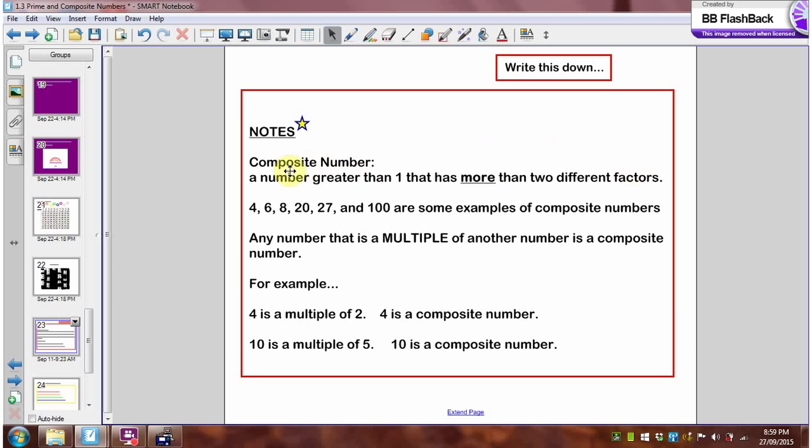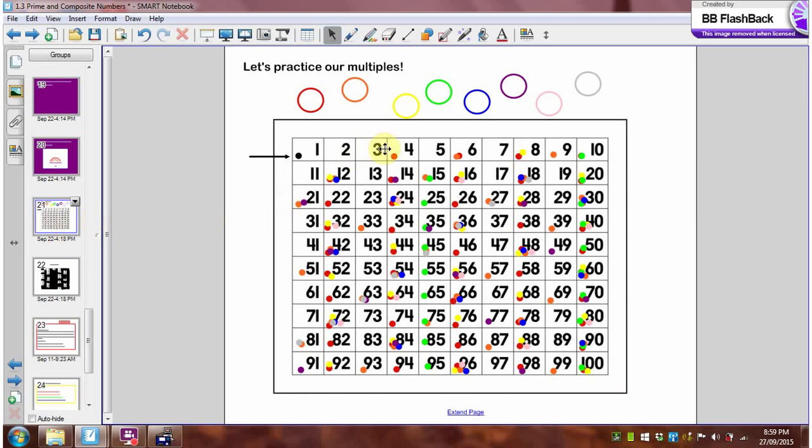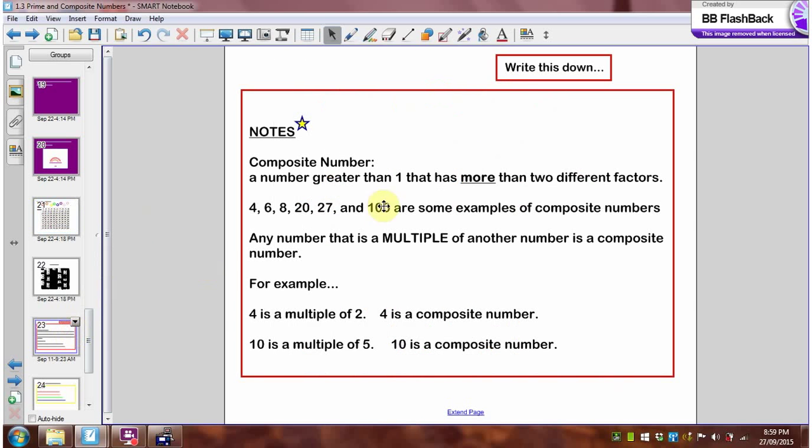So this includes a lot of different numbers, and some examples are 4, 6, 8, 20, 27, and 100. These are all some examples of composite numbers. Any number that is a multiple, like we saw back here, all these colored numbers, remember they were multiples of numbers? That's how we found them. Any number that is a multiple of another number is a composite number. So this is just a key word. Make sure you write that down.